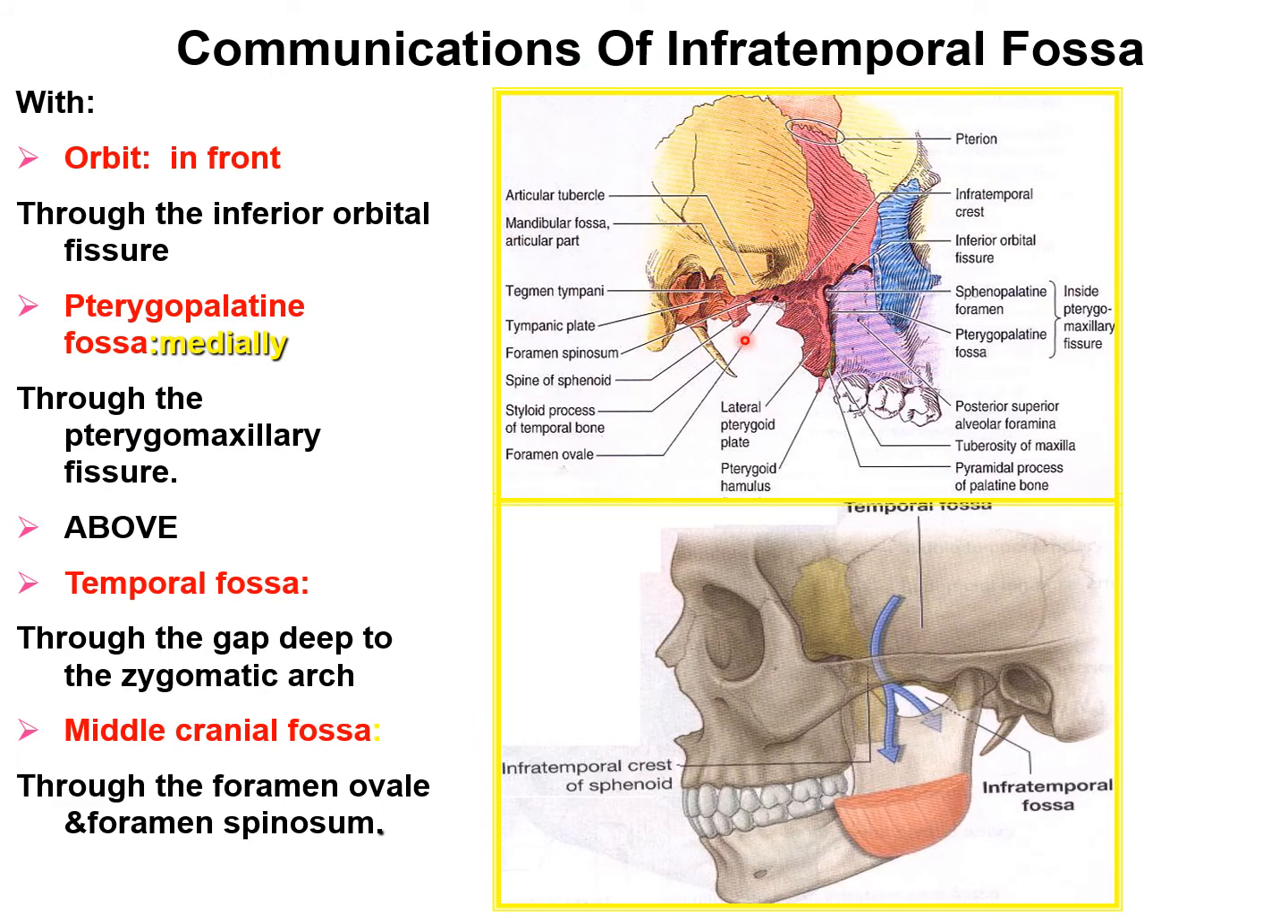So it is communicating with the orbit through the inferior orbital fissure, through the pterygomaxillary fissure. The infratemporal fossa is communicating medially with the pterygomaxillary fissure. Here we can appreciate this is the maxilla posterior surface and this is the pterygoid process.